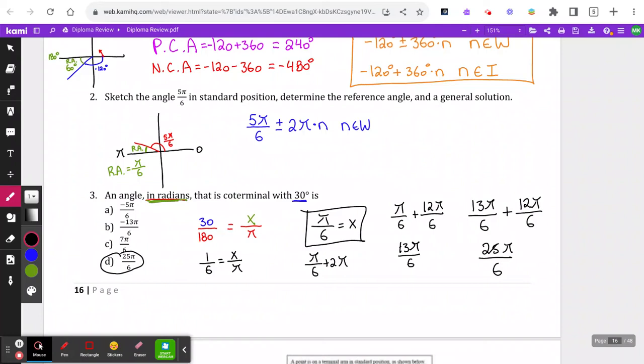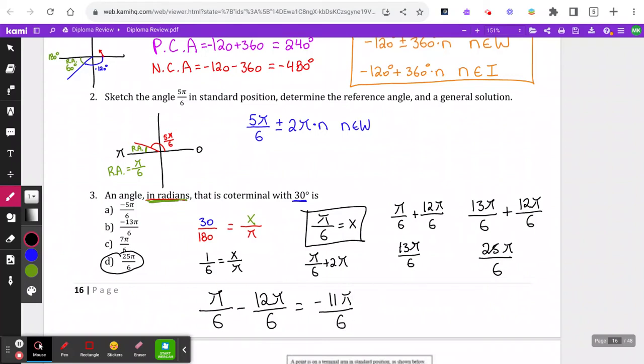Yes, sir? Can you add and subtract 360 though from both? You could. Because if you do that, D is also an answer. You had 30 degrees, you took away 360, you would get negative 13 pi over 6. So you took pi over 6, you subtracted 12 pi over 6. That's negative 11 pi over 6.